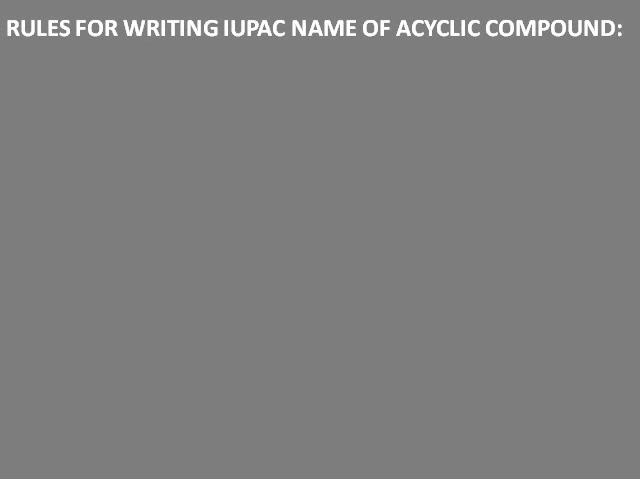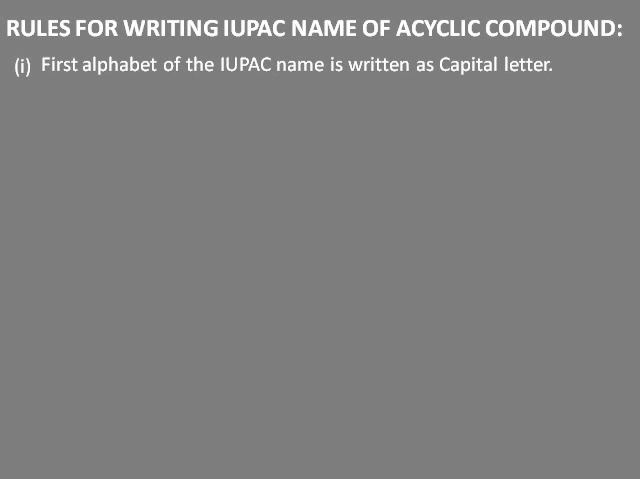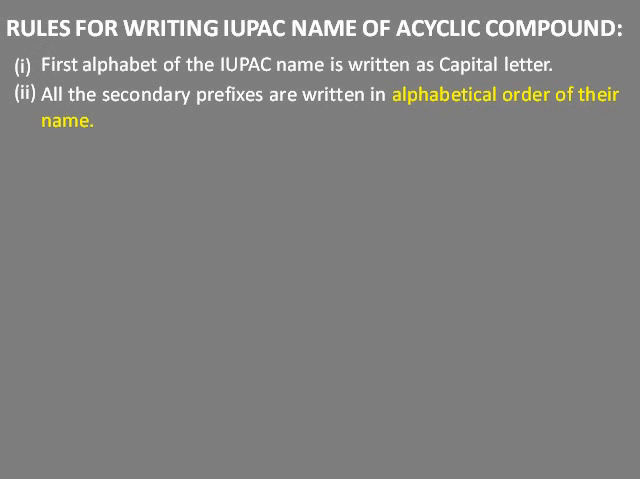So, rules for writing IUPAC names of acyclic compounds. 1. First alphabet of the IUPAC name is written as a capital letter. 2. All the secondary prefixes are written in alphabetical order of their name.